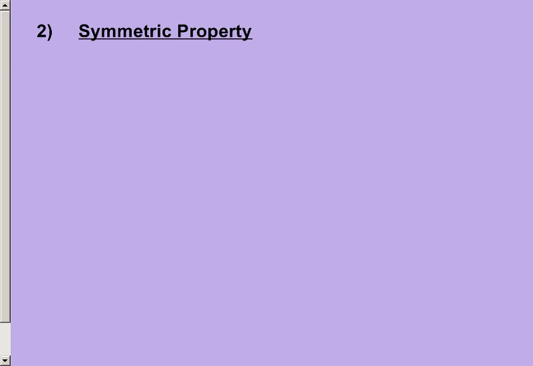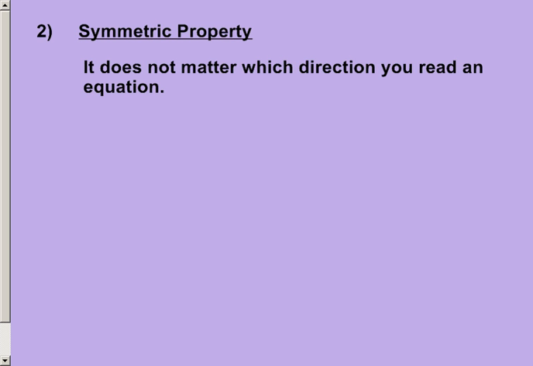The second algebraic property that we're going to need in geometry is the symmetric property. Now, the symmetric property basically establishes the fact that it does not matter which direction you read an equation.